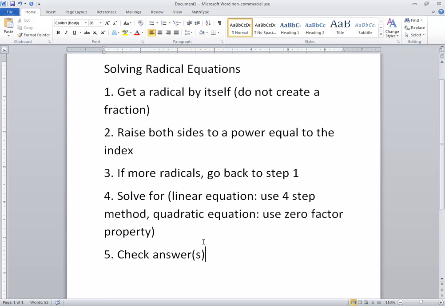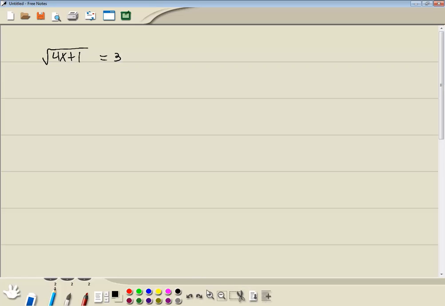Okay, step 1, get a radical by itself. What I mean by that is you want to get a radical by itself on one side. Nothing in front of it, nothing after it, just, for example, just a square root of something, which is what we have in this problem. So that's done.